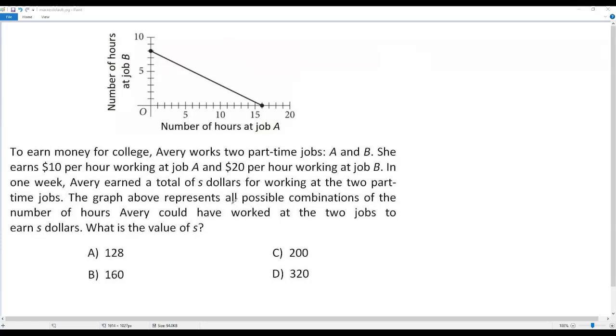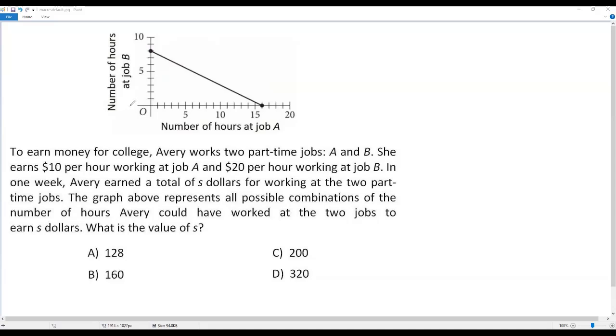The graph above represents all possible combinations of the number of hours Avery could have worked at the two jobs to earn S dollars. What is the value of S? Okay, in the given graph, the line represents all possible combinations of number of hours Avery has worked at the two part-time jobs A and B. On the horizontal axis, we have the hours she works at job A. On the vertical axis, we have the number of hours she works at job B.